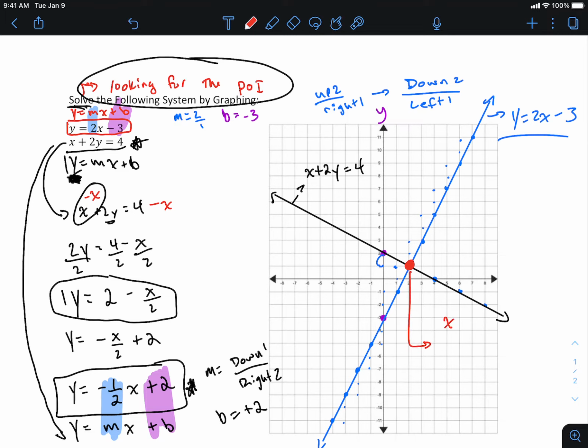Okay? And so I'm going to come down here and I'm going to rewrite the equations. y equals 2x minus 3. And then I get x plus 2y equals 4. Okay, I'm going to move these over a little bit too.